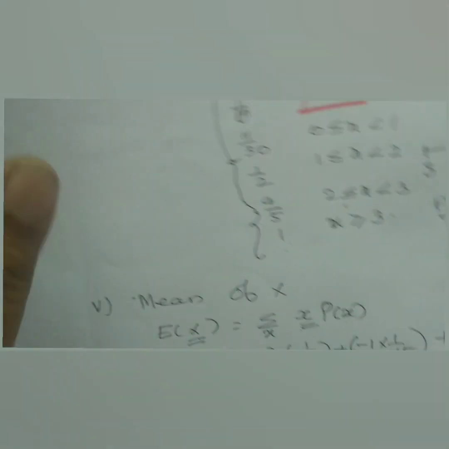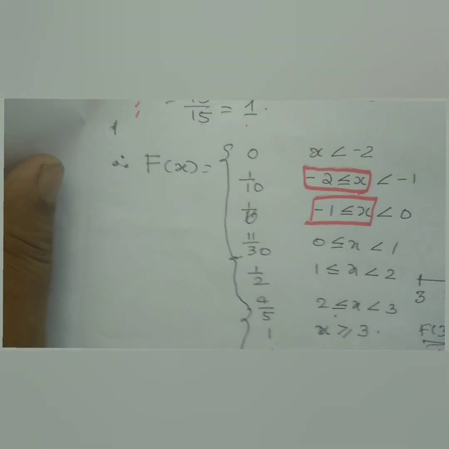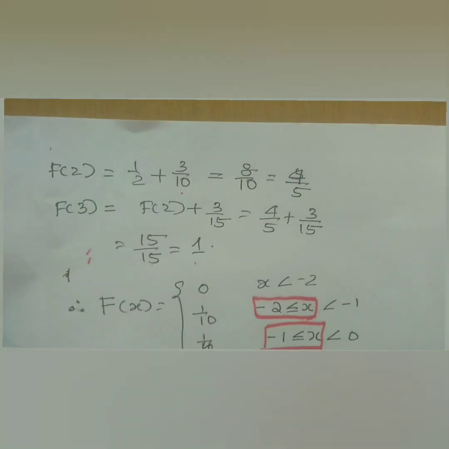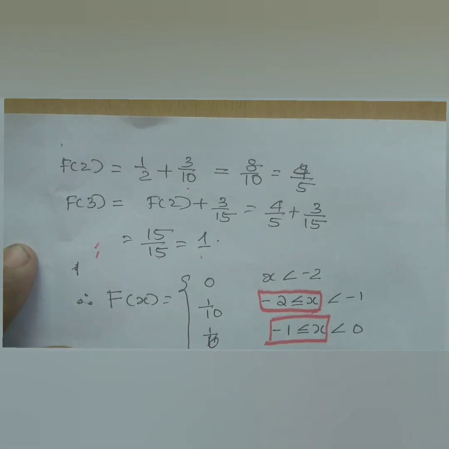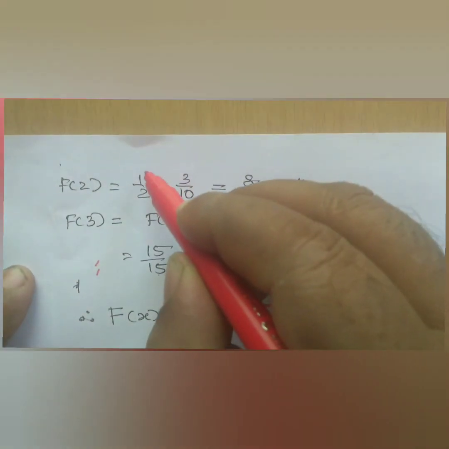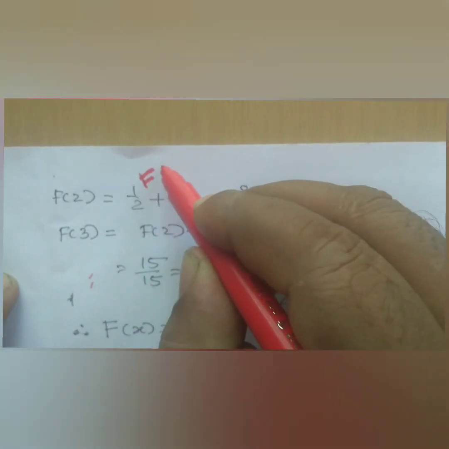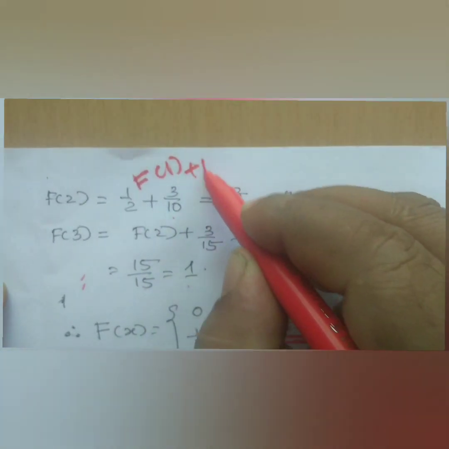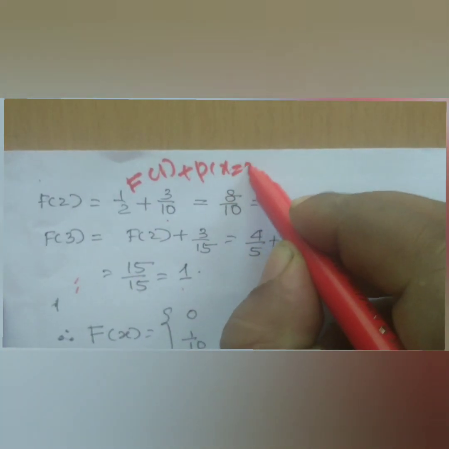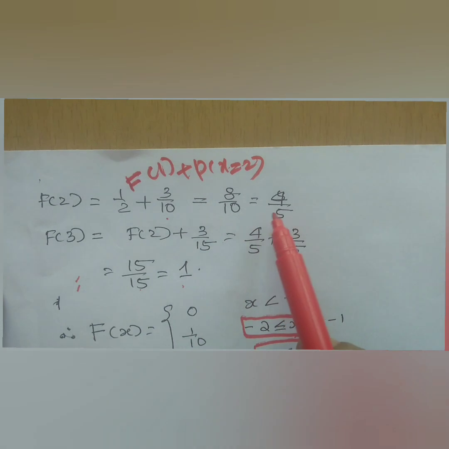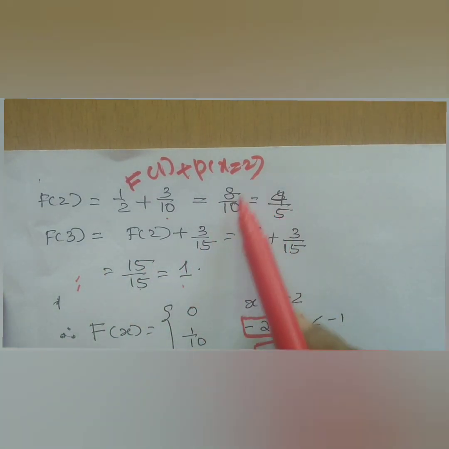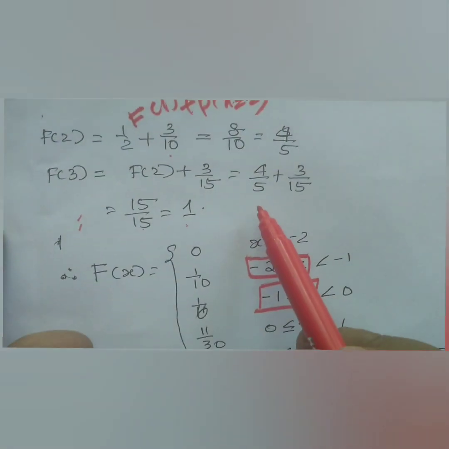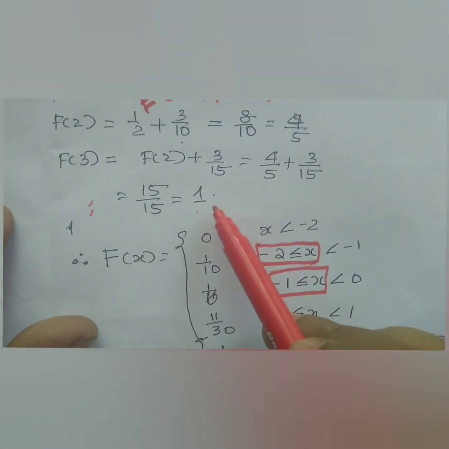So similarly, we can write the remaining two terms. So what is the value? F of 2 is equal to f of 1 plus p of x is equal to 2. So that is equal to this 4 by 5. And f of 3 is equal to f of 2 plus probability of x is equal to 3. That is equal to 15 by 15, equal to 1.